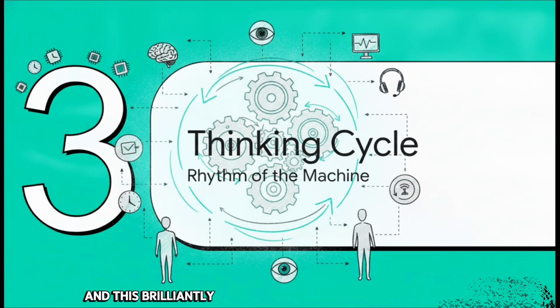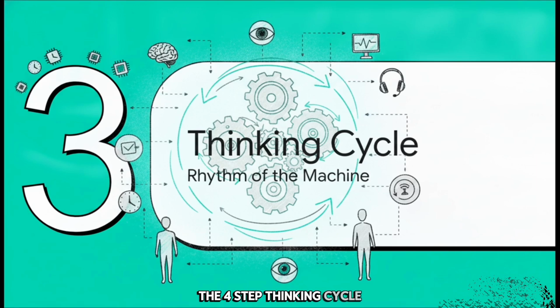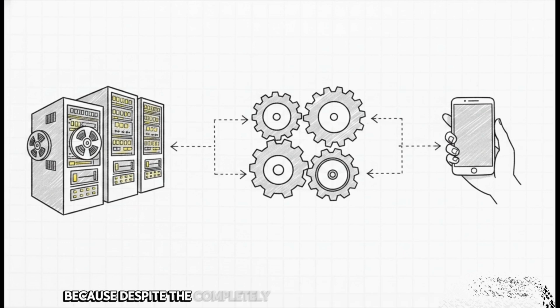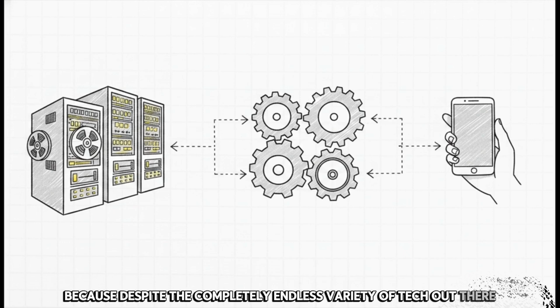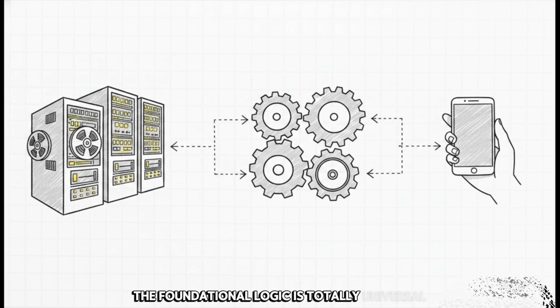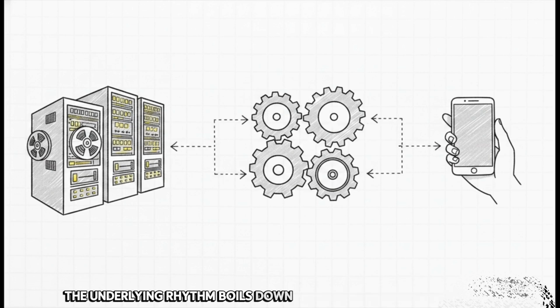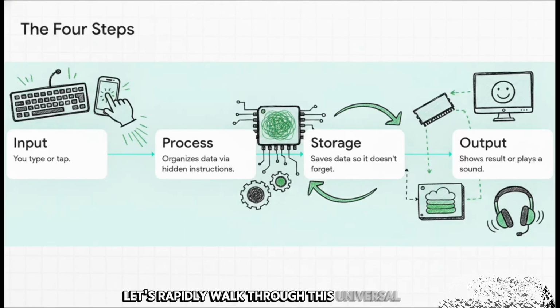And this brilliantly illustrates our third and final section, the four-step thinking cycle. Because now we get to see how that body and mind actually move and think in real time. And guys, this is where the magic really happens. Because despite the completely endless variety of tech out there, the foundational logic is totally universal. From those warehouse-sized supercomputers crunching crazy climate models, right down to the smartwatch sitting on your wrist, the underlying rhythm boils down to the exact same four things. Let's rapidly walk through this universal loop.